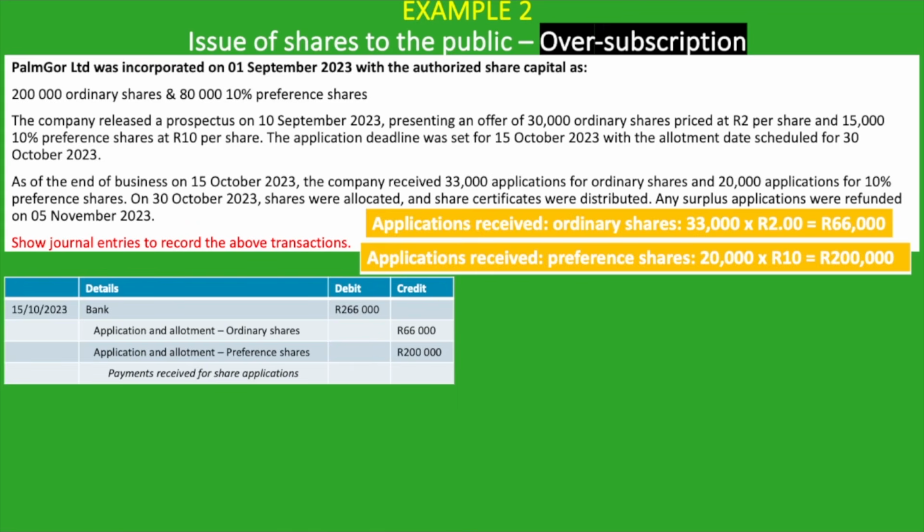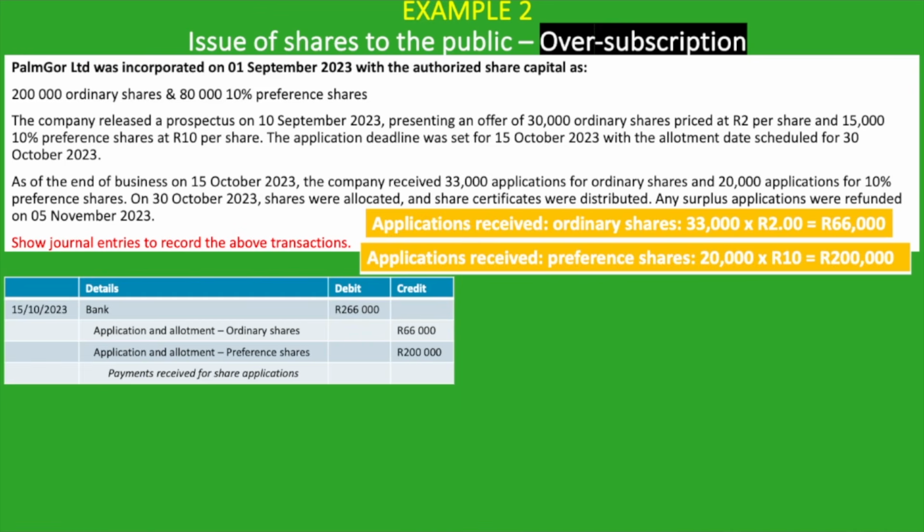Remember, here's an oversubscription. We received application for more shares than we actually offered. So we're only allocating the shares that we had offered. Look at this. We had offered 30,000 ordinary shares. That means that's the only amount we can allocate, the 30,000, and not the 33,000 shares. And for preference share capital, we had offered 15,000 preference shares, but we received application for 20,000 shares. So we're going to only allocate the 15,000 that we had offered.